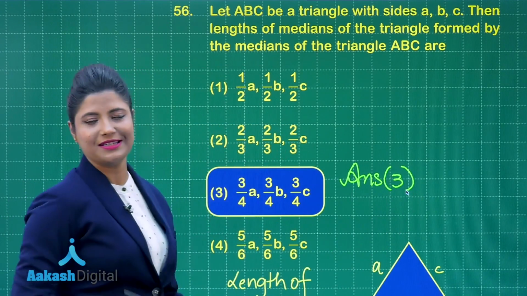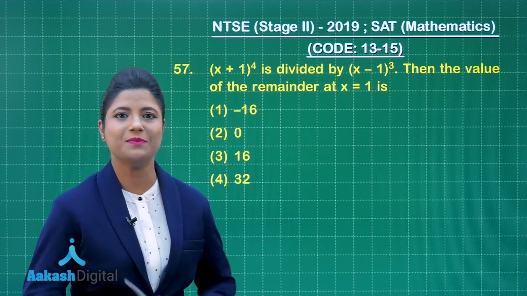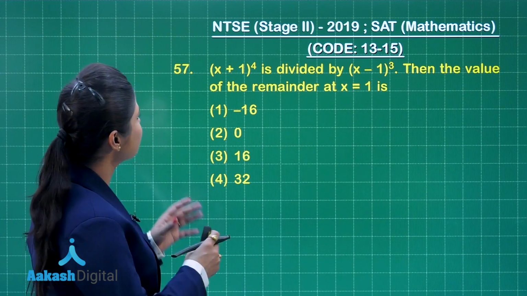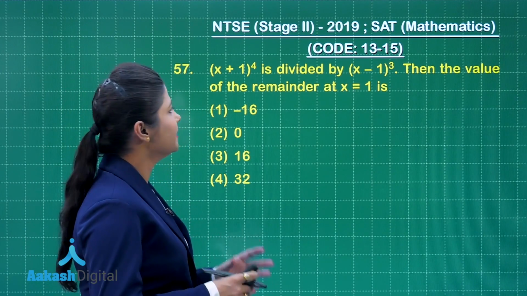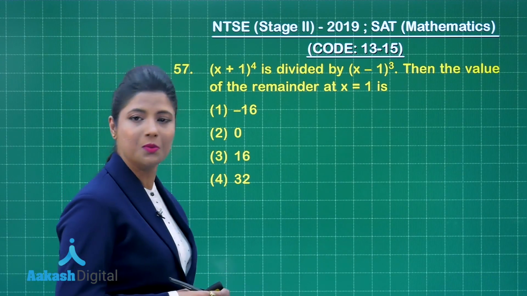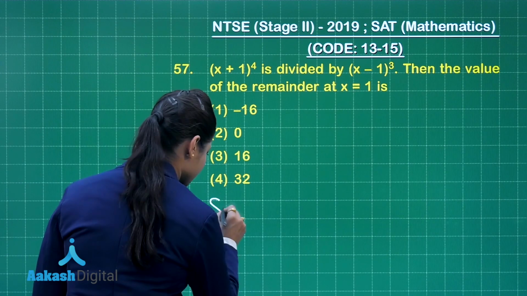I hope this question is clear to you. Now, let's proceed to our next question. Now, let's discuss question number 57. It states that (x plus 1) raised to the power 4 is divided by (x minus 1) cube. Then the value of the remainder at x equal to 1 is, out of these four options. So, let's try to find an answer to this question.